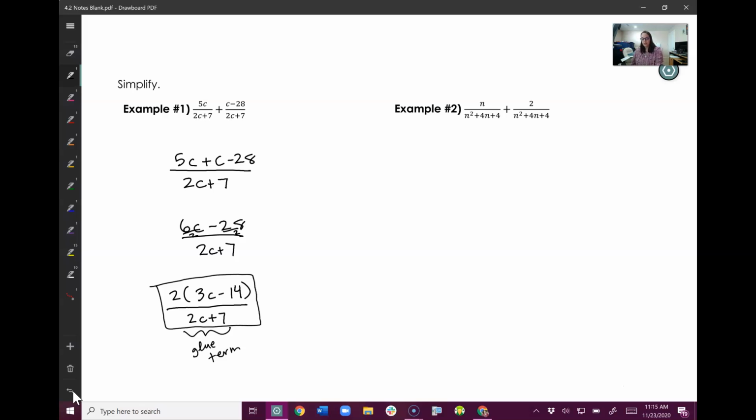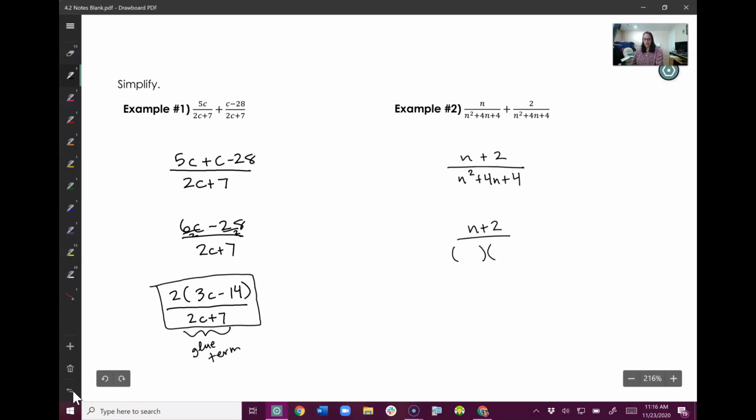So let's try number 2. Once again, they have a common denominator. So if they have a common denominator, that means I'm just going to add the numerators together. So I've got that. Nothing to combine, nothing to go from there. So now we just need to check if we can simplify. So check for GCFs, check for factoring. Looks like there's not a GCF in the numerator.